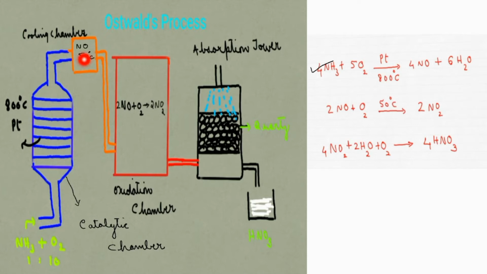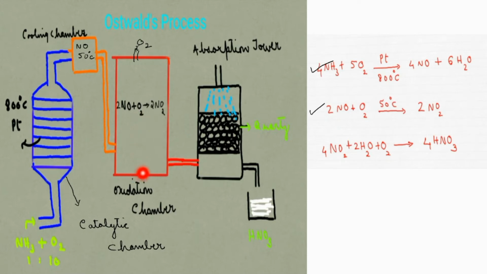After cooling, the nitric oxide will be fed into the oxidation chamber. In the oxidation chamber, the second step takes place. Here there is a provision to supply more oxygen to this chamber. In the presence of excess oxygen, nitric oxide and oxygen combine to form nitrogen dioxide.